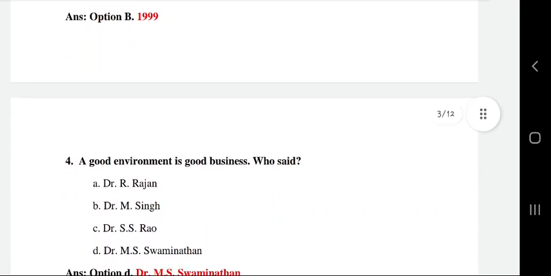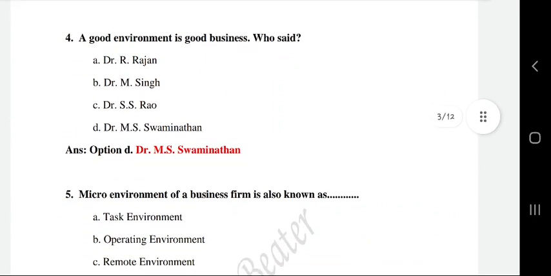Next question. A good environment is good business. Who said this? Options: Dr. R. Rajan, Dr. M. Singh, Dr. S. S. Rao and Dr. M. S. Swaminathan. Option D is the answer, Dr. M. S. Swaminathan.